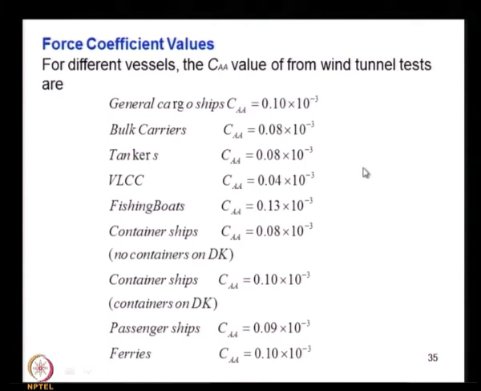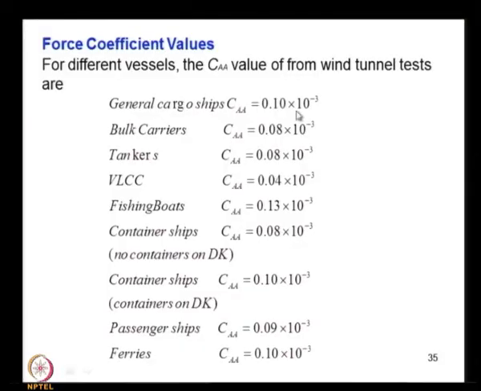The force coefficient values are given like this: if it is a general cargo ship, you just give an allowance. So, you get the frictional resistance coefficient CF, and you have the wave making or residual resistance coefficient CR. You are adding that from the model test. Now, you put another allowance, CAA equal to 0.1 into 10 power minus 3, for the air resistance. So, you just add it.